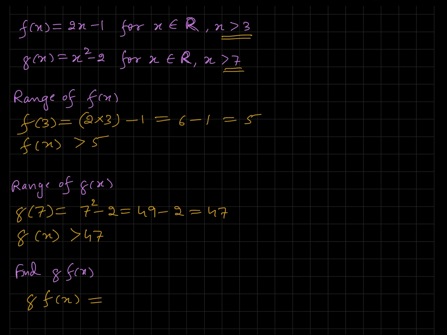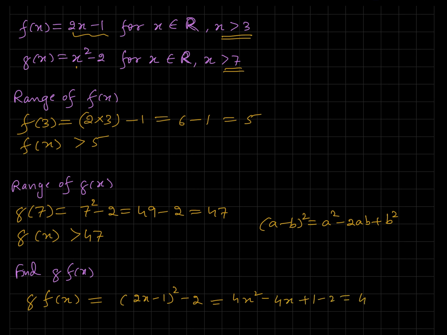Now let us find out the g of f(x) function, and that is what? G is what? X squared minus 2. F(x) is 2x minus 1. So wherever x is there in our g(x) function, we will put 2x minus 1. So x squared means (2x minus 1) whole squared and minus 2. Again, let us open it. So by opening, I will be getting, this is a minus b whole squared, which is a squared minus 2ab plus b squared, and that is 4x squared minus 2 times 2 is 4x, plus 1 minus 2. That would give me 4x squared minus 4x minus 1.